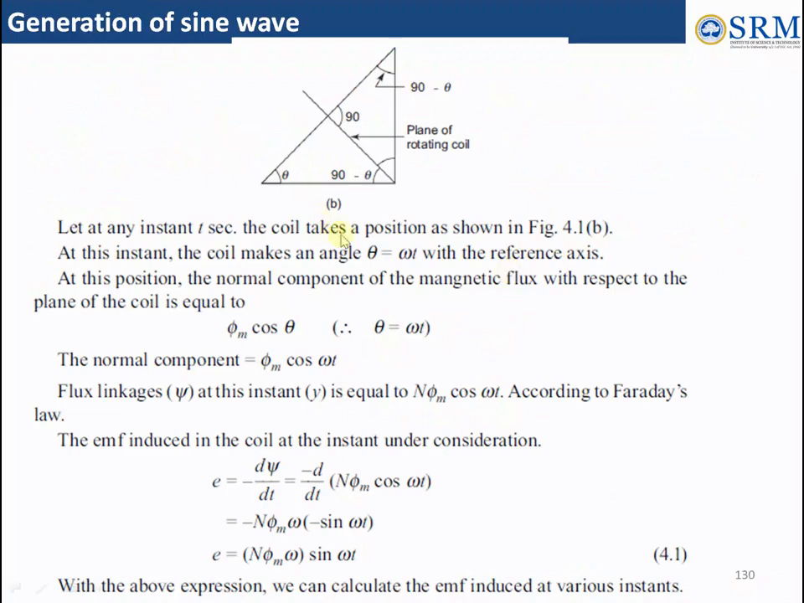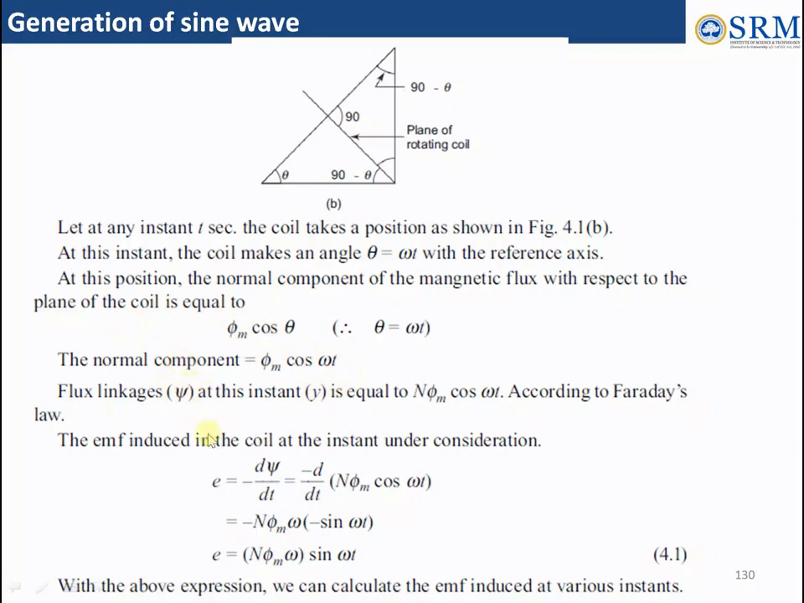At any instant t, the coil can take a position like this. This is the plane of the rotating coil. At this instant, the coil makes an angle theta, that is equal to omega t, with the reference axis. At this position, the normal component of magnetic flux with respect to the plane of the coil is phi m cos theta, and substituting theta equal to omega t, it is phi m cos omega t.